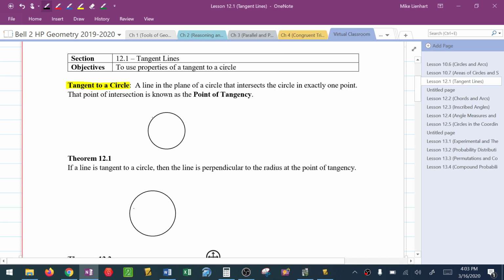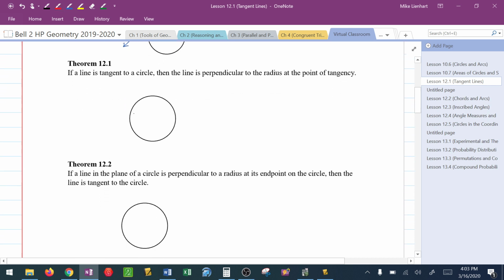So for example, if I have this point on a circle and there is a line that comes along and touches the circle in exactly one point, this point of tangency is this exact location right here.